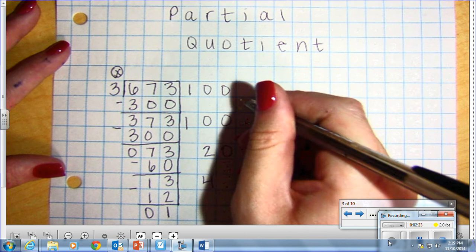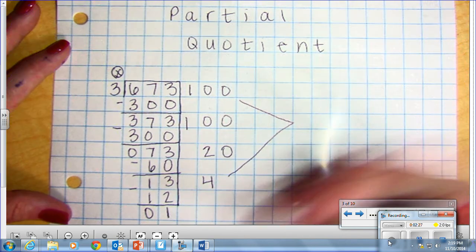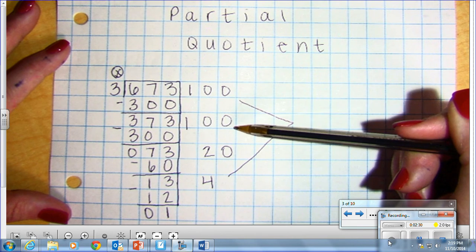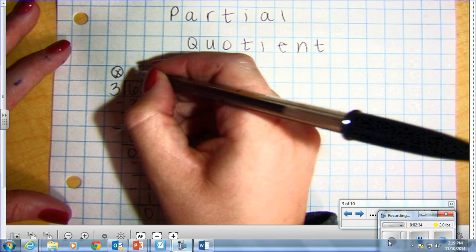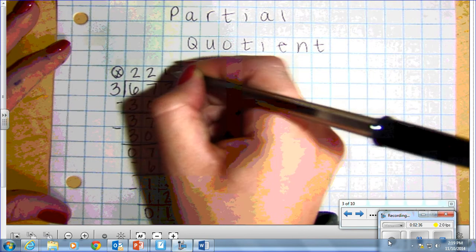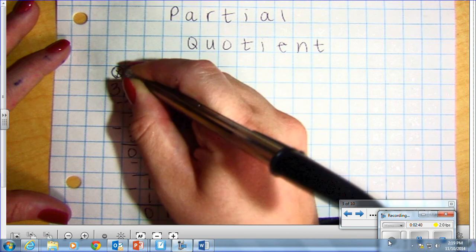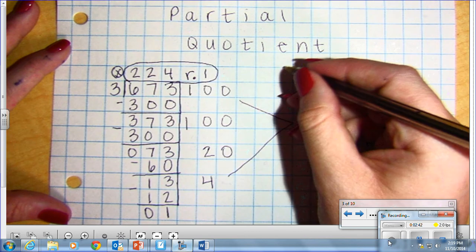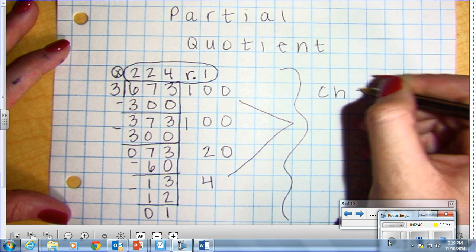So I'm going to add up my quotient. I'm going to add up all the jumps I took to get to 0. 100 plus 100 is 200. 200 plus 20 plus 4 gives me 224. But I also had a remainder of 1. So that's my quotient. But the important part of division is to always check your work.